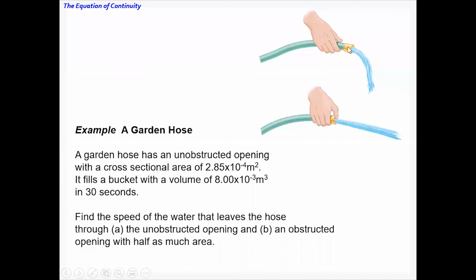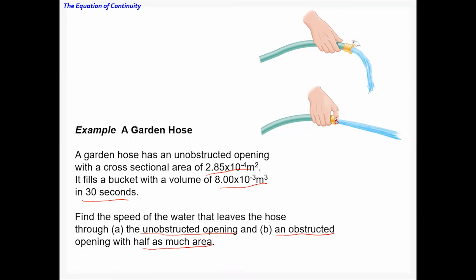Okay, let's do another problem here. A garden hose has an unobstructed opening with a given cross-section area. It fills a bucket with a given volume in meter cubed in 30 seconds. Now find the speed of the water that leaves the hose through A, the unobstructed opening, and B, an obstructed opening. How do you obstruct it? With half as much area, meaning you obstruct half and only half is available. Okay, let's do that problem.